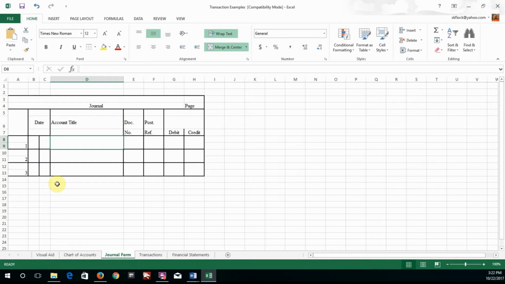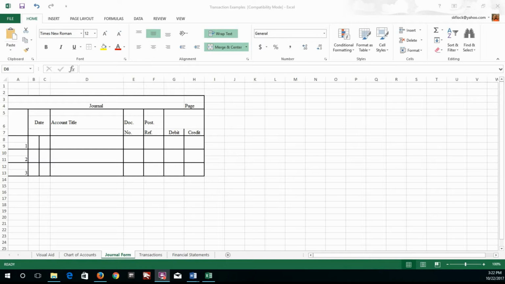You're going to learn the manual by hand process so that you can understand the process of the flow of the information in an accounting system. The journal is going to capture the information in a chronological order from the date that it is posted into the journal.